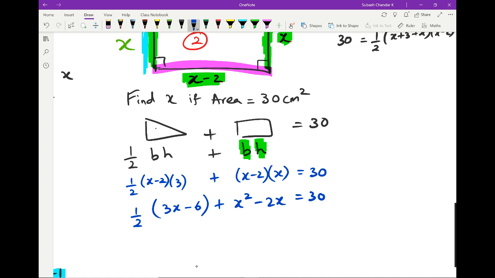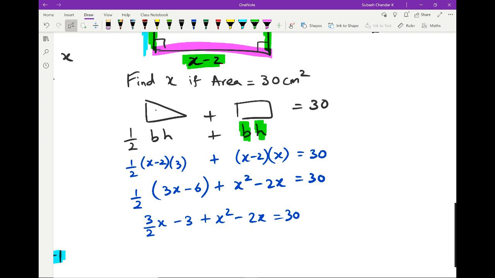All right, so the next step is I need to get rid of this half. I'm just trying to think what's the easier way of getting rid of this half. I just have to expand it. There's no other way of doing this. So half times 3 is 3 over 2x, and then half times minus 6 is negative 3, plus x squared minus 2x equals 30.